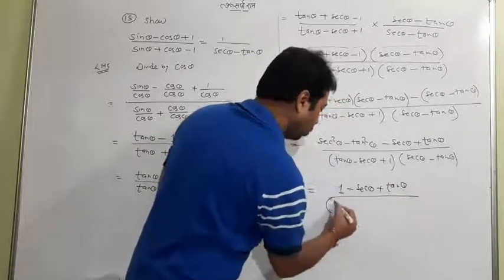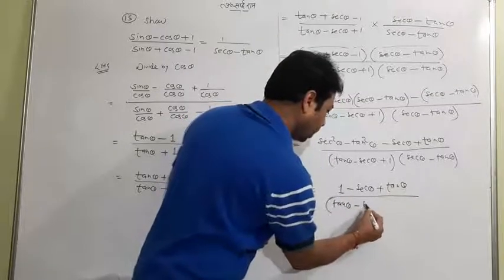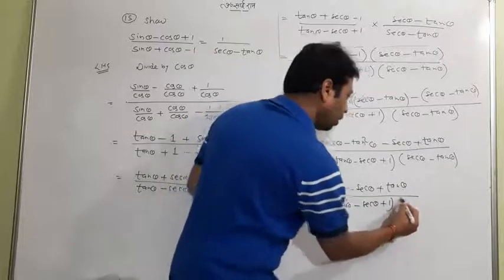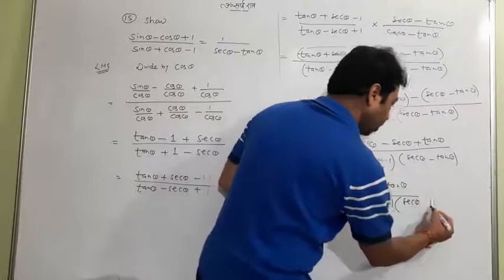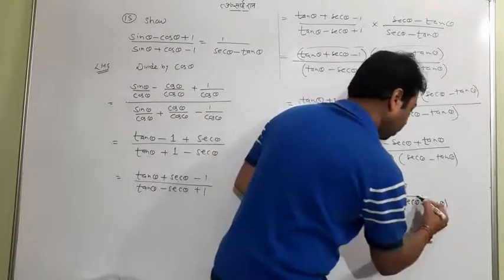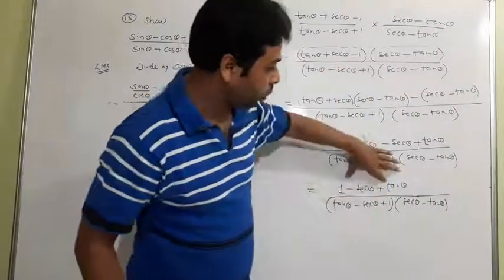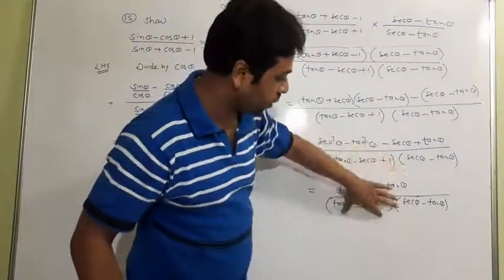And on the upper side, both are pairing: tan theta minus sec theta plus 1, and sec theta minus tan theta. Now, will you watch these two? Can you see these two?